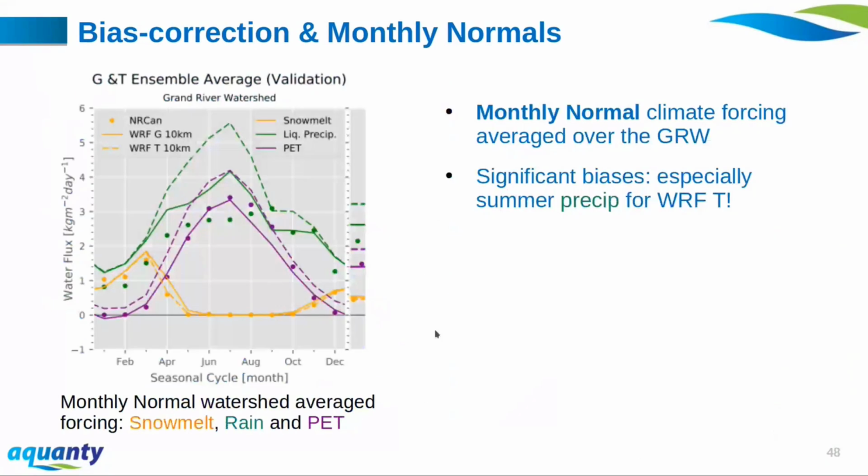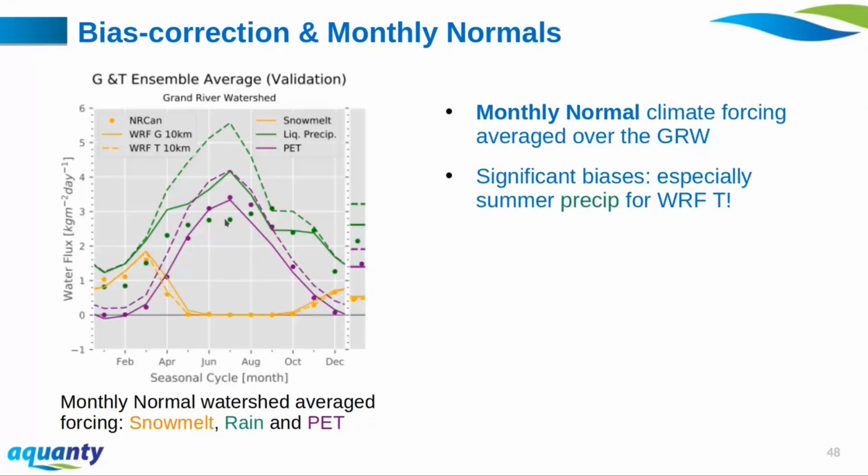So this is the average seasonal cycle, like this is the monthly normal seasonal cycle over the Grand River watershed. So similar to the figure I've shown before, the colors are the same. So green is precipitation. The dots are the observations, and the solid and dashed lines are the two different WRF ensembles. Especially one of them has a huge precipitation bias in summer, right? This is insane. Like, this is a precipitation bias, it's almost a factor of 2. And the other one has about 30% bias.